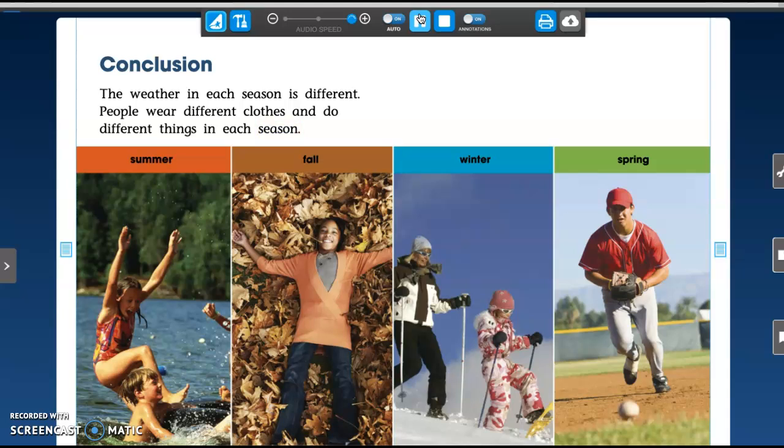Summer. Warmest temperatures, longest days. Fall. Cooler temperatures, shorter days. Winter. Coldest temperatures, shortest days. Spring. Warmer temperatures, longer days.